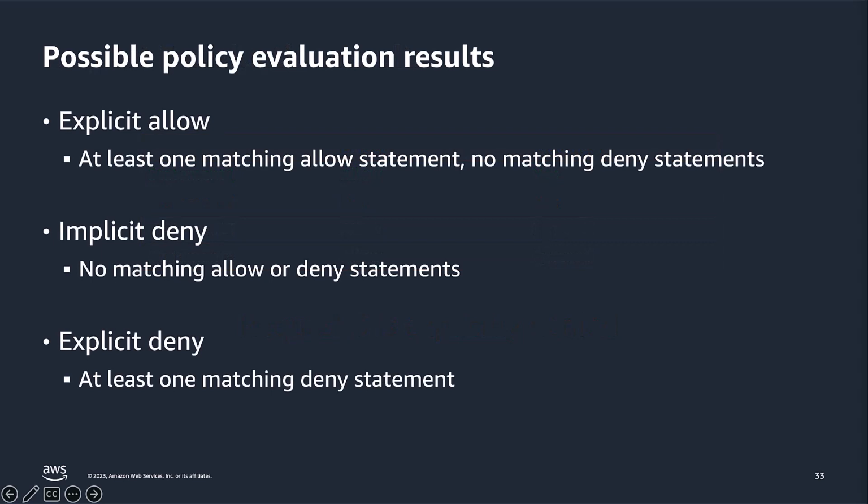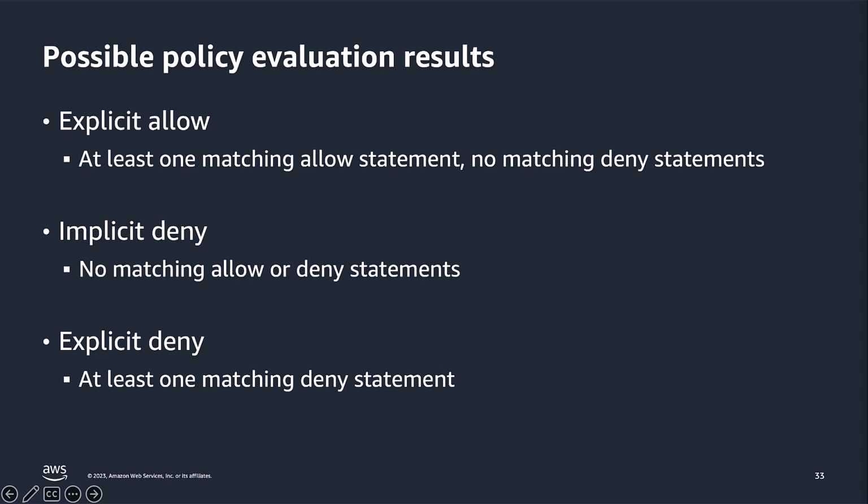So let's review our possible policy evaluation results. We have explicit allow that we saw in request 1, and that says that at least one matching allow statement and no matching deny statements exist. We have the implicit deny that we saw in request 2, and that means that there are no matching allow or deny statements. Nothing matches. We have explicit deny that we saw in request 3, and that means at least one matching deny statement. It doesn't matter how many matching allow statements we also have, but at least one matching deny statement means the result of the evaluation is an explicit deny.